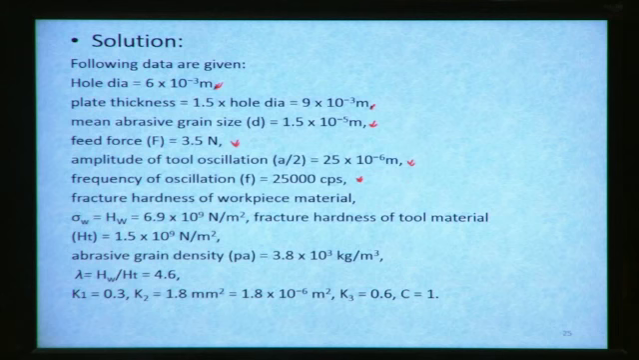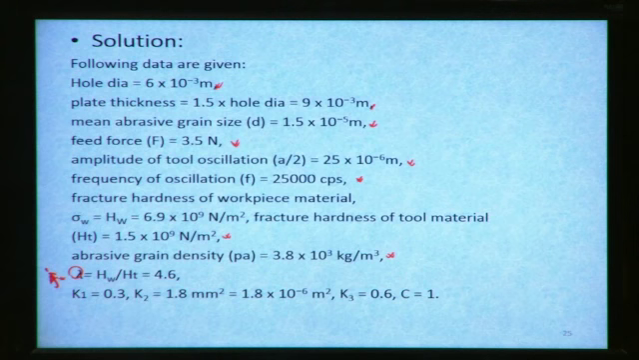The fracture hardness of the workpiece material is sigma W, or we can consider it SW, equal to 6.9 into 10 to the power 9 Newton per meter square. The fracture hardness of the tool material is 1.5 into 10 to the power 9 Newton per meter square. The abrasive grain density is 3.8 into 10 to the power 3 kg per meter cube. And then this lambda, or we can put it as J, J equal to SW by ST, equal to 4.6.